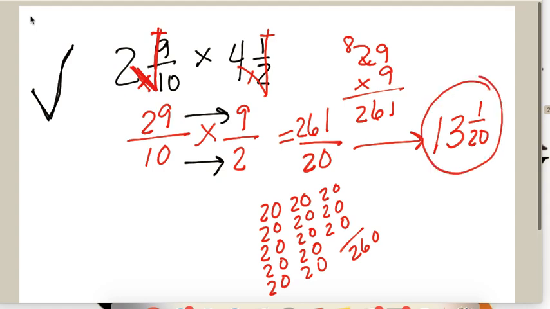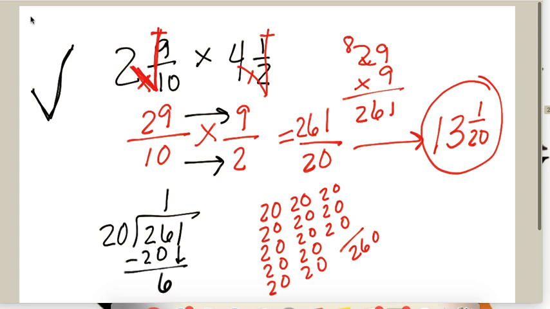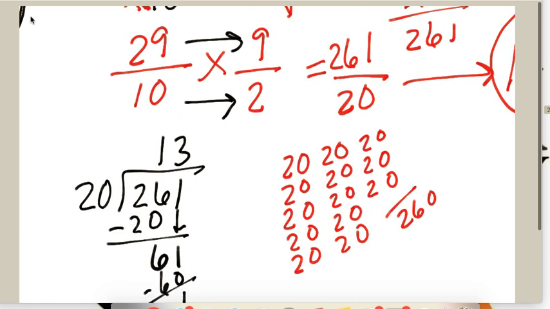Another way you could do this instead of counting those 20s like I did, you could just divide. I always tell my students that a fraction is a division problem waiting to happen. You can always divide the 20 into 261 and do the same thing. You would get the same answer. 20 goes into 26 one time. And you get 20. Your remainder is 6, but you bring down the 1. 20 goes into 61 3 times, and that would give you 60. There you go, with 1 left over. And so that's how you would get the 1 over 20.